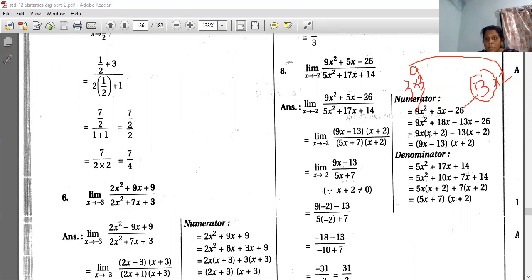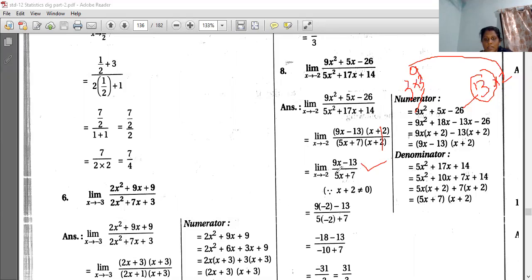So here we will be getting the common numbers 9x, so x plus 2 minus 13 x plus 2. 9x minus 13 and x plus 2. Here again 5x square plus 17x plus 14. So 14 is 7 twos are 14, and 5 is prime, 7 is also prime. So 5 twos are 10 and keep 7 separate, so 10 plus 7 is 17. So you will be getting 5x plus 7 and x plus 2. Here you have to write the factors 9x minus 13, x plus 2, 5x plus 7 and x plus 2. So here this x plus 2 will be cancelled. So 9x minus 13 and 5x plus 7.